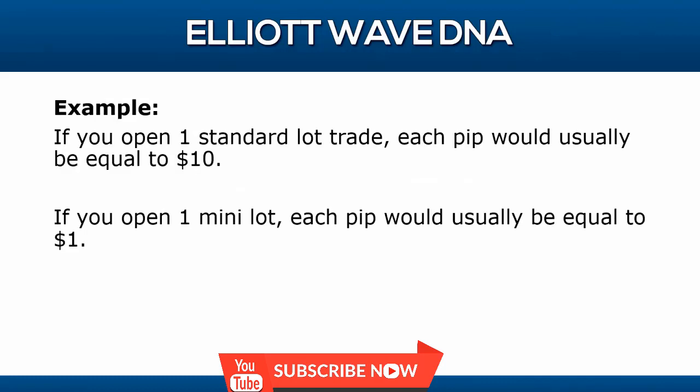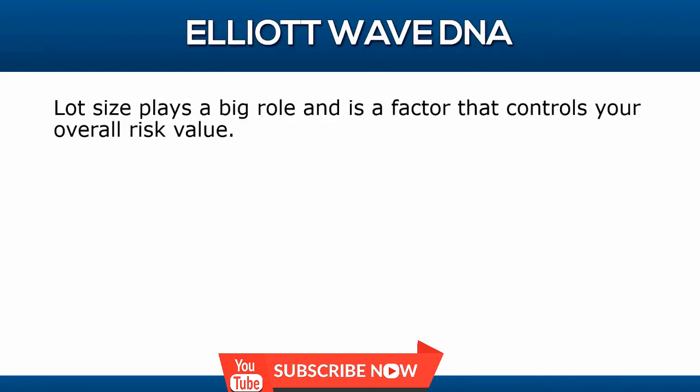For example, if you open one standard lot trade, each pip would usually be equal to $10. If you open one mini lot, each pip would usually be equal to $1. Lot size plays a big role and is a factor that controls your overall risk value.